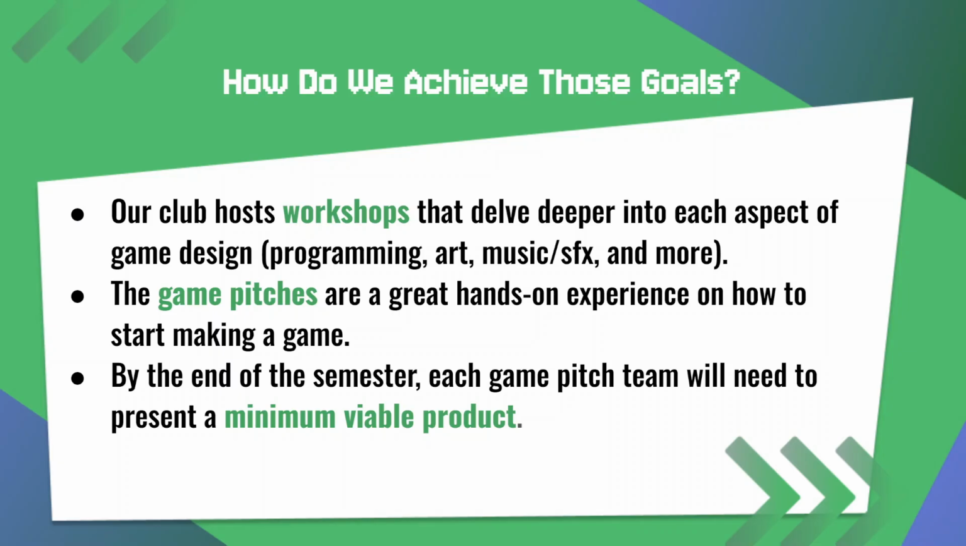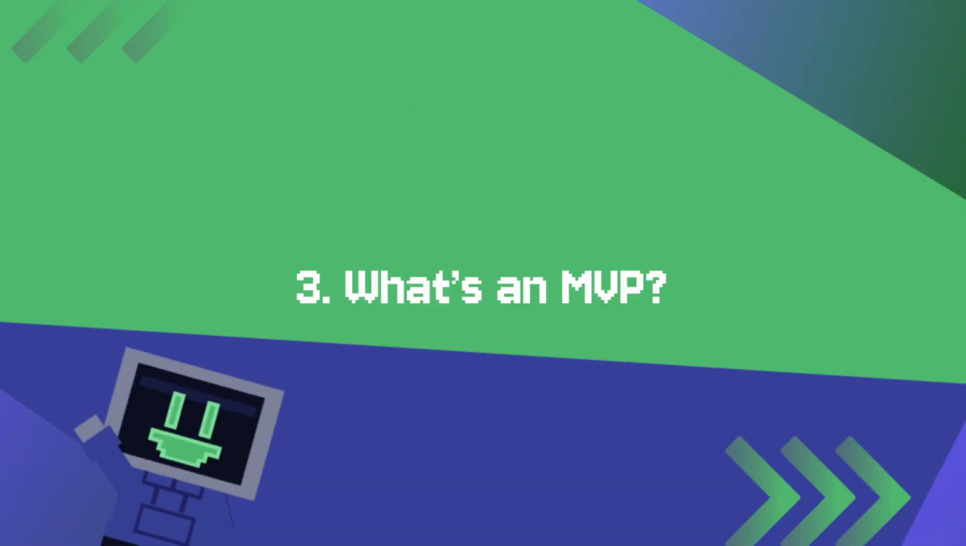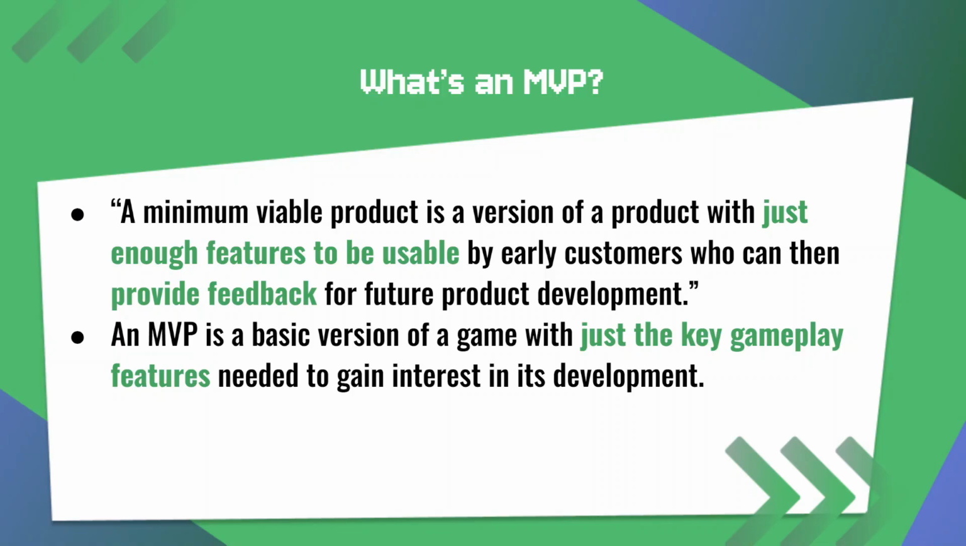For people who pitch, at the end of the semester, each game pitch team will need to present a minimum viable product. What is a minimum viable product? A minimum viable product is a version of a product with just enough features to be usable by early customers who can provide feedback for future product development. The key word in this is just enough features.